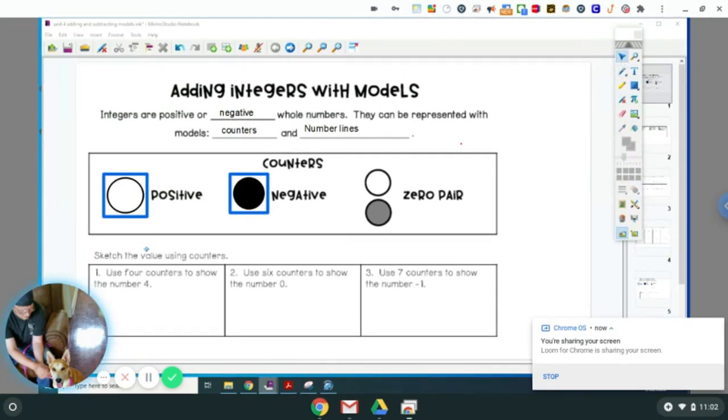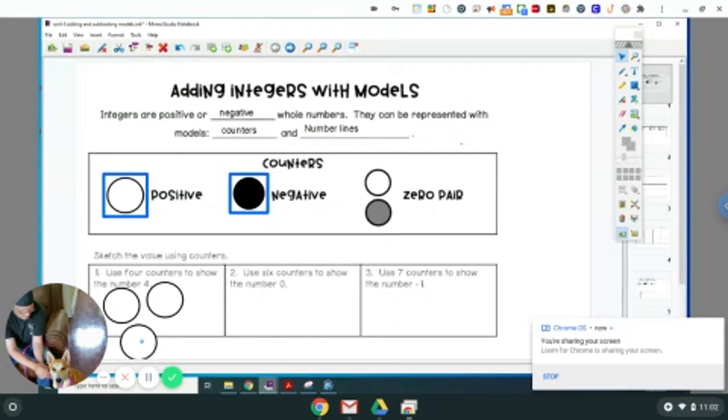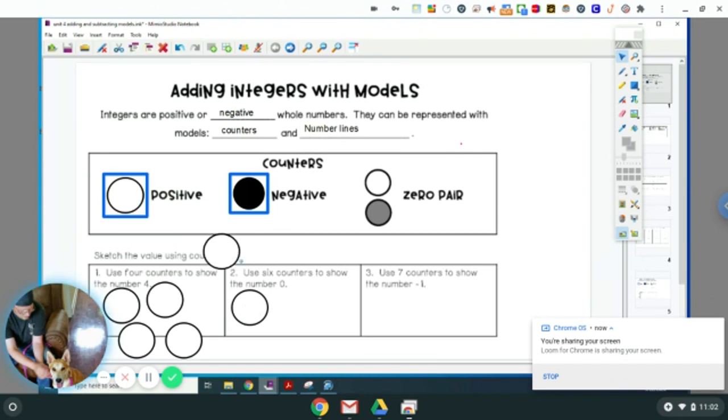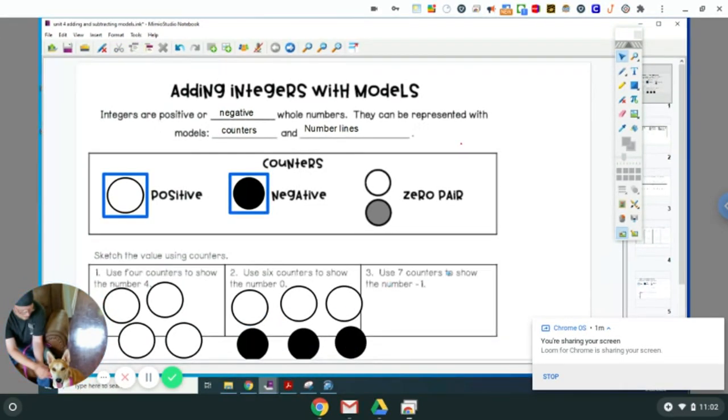So what we're going to do is we're going to sketch the value with counters, using 4 counters to show the number 4. So we can have 1, 2, 3, 4. So now we need to show 6 counters to show the number 0. So what I'm going to do is I'm going to make 3 positives, and then I'm going to have 3 negatives, because when you have a positive and negative together, they zero out. So this equals 0. Then I'm going to have 7 counters to show -1.